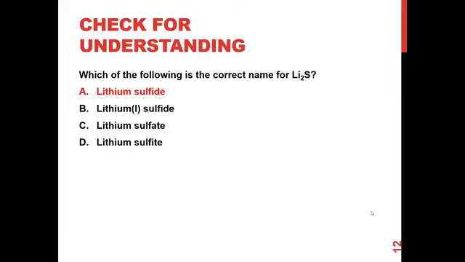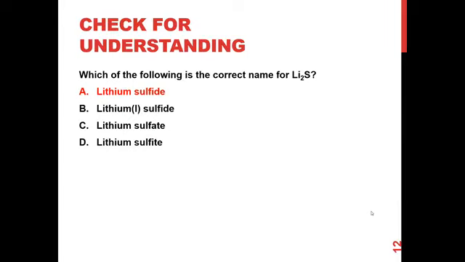Because Li, lithium, is a group 1A metal, no Roman numeral is required, so choice B can be eliminated. Li+ is the lithium ion. S2- is the sulfide ion. The proper name for the compound is lithium sulfide.